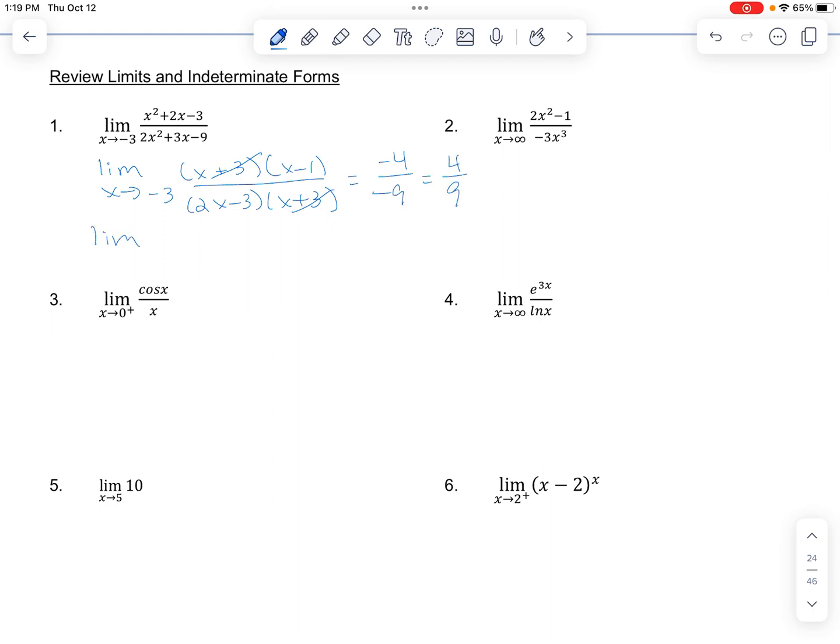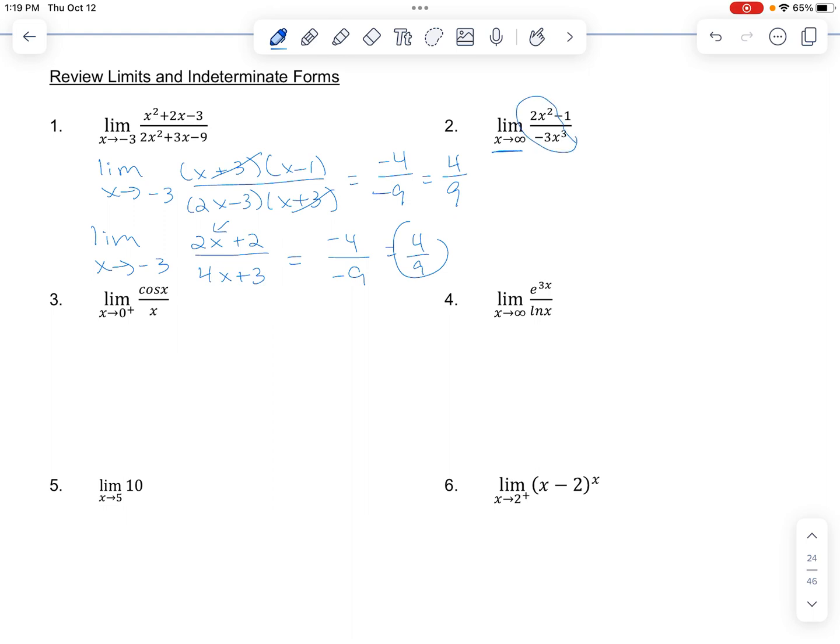Or you could do L'Hopital's rule. So anytime you have 0 over 0 or infinity over infinity, you can go ahead and do L'Hopital's rule. So the derivative of the top is 2x plus 2. The derivative of the bottom is 4x plus 3. And if I plug in a -3 here, this is a -4, and I get the exact same thing. So either way works.